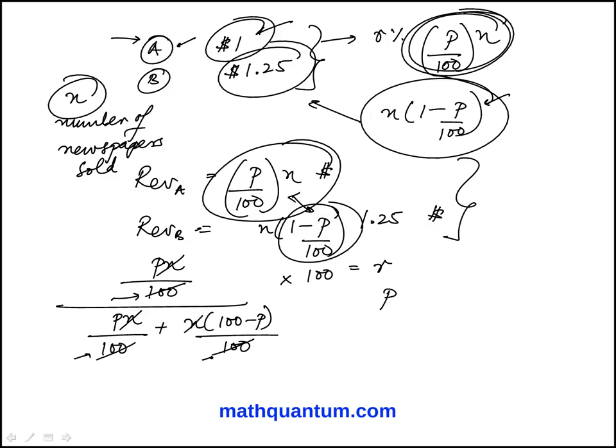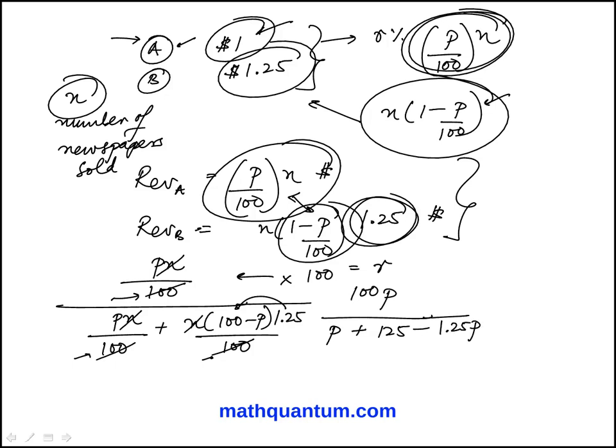And then so we have P, and it becomes 100P because I'm multiplying the numerator. And the denominator becomes P plus, actually I forgot something here, this 1.25. So keep in mind that I have to distribute that 1.25. So 1.25 times 100 is 125 minus 1.25P is equal to R. And this becomes 100P over P plus 125 minus 0.25P. So all we have to do is to clean it up so that it looks like what's given in the answer choices.